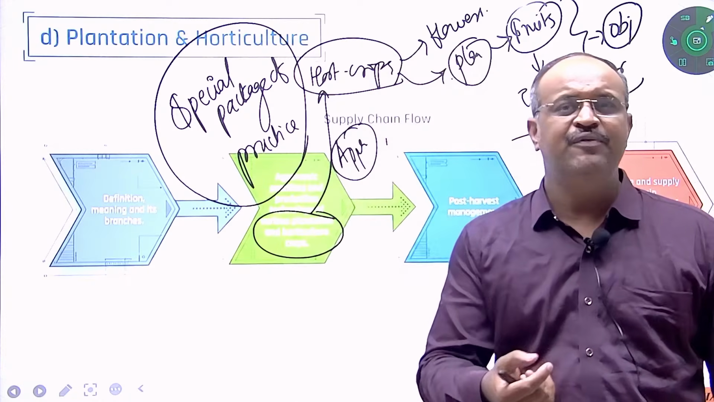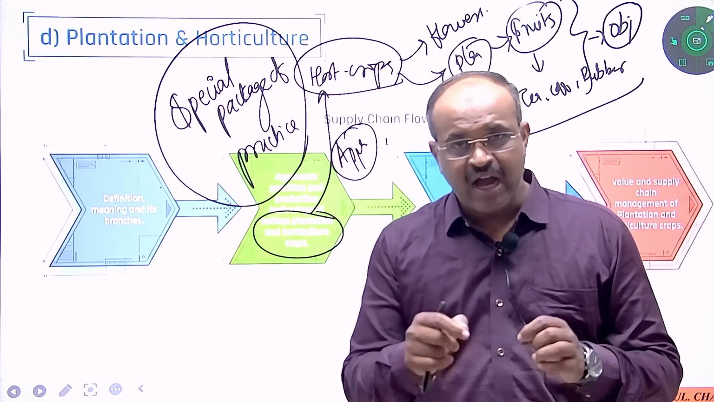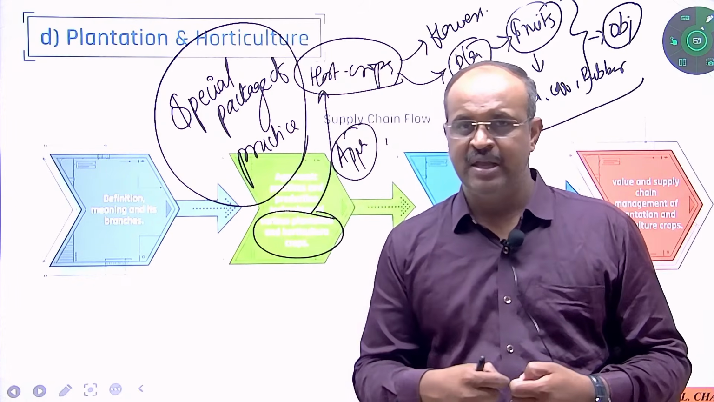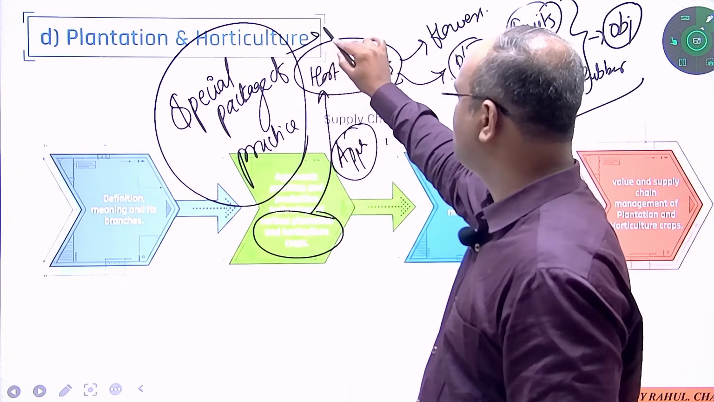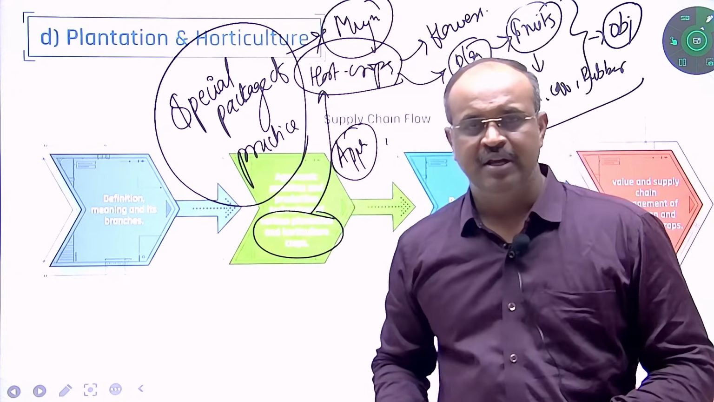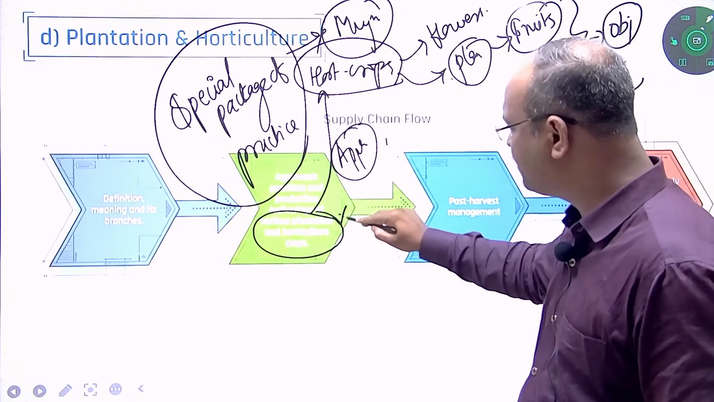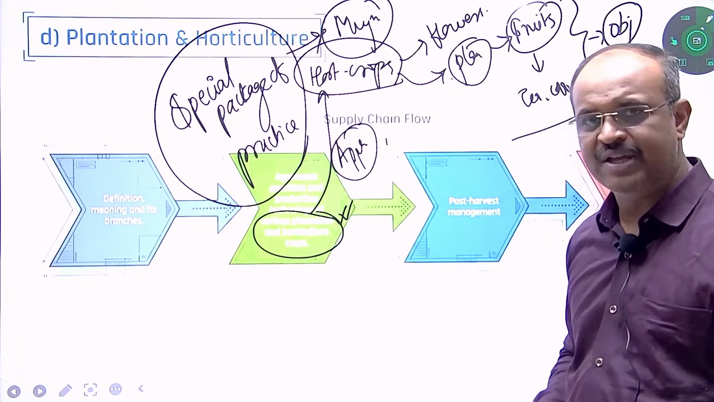So each and every fruit crop has its own special package of practices, and again that we need to understand, remember. So here it is all about mugging up the things. Getting? So here this important topic we will say, it is the plantation crops and the horticulture crops.